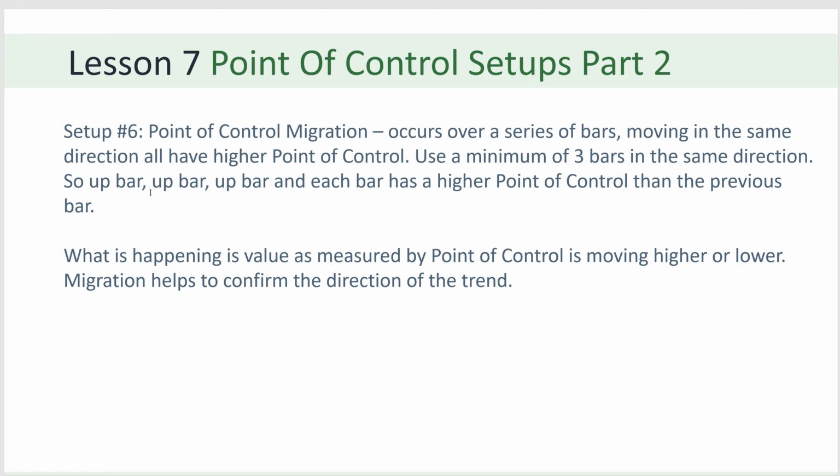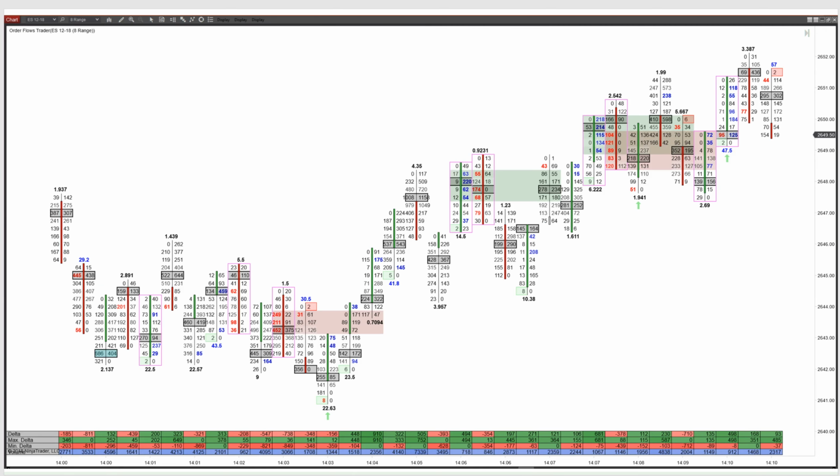One person I've explained this to before says he just uses 3 bars: down, then up, up. I prefer 3 bars all in the same direction, up, up, up. But again, that's something you can fidget with if you like. My whole hope is that you take these concepts and develop them into something that works for you, that fits your mentality in trading the markets. What's happening is value as measured by point of control is moving higher or lower. Migration helps to confirm the direction of the trend.